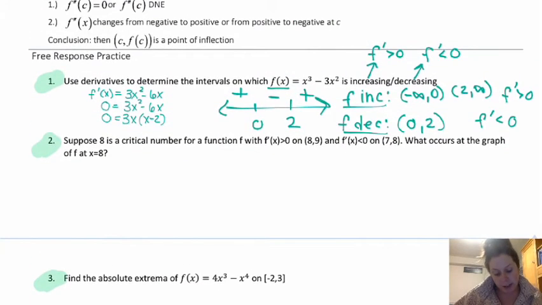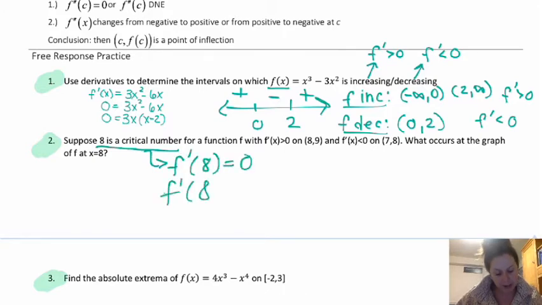So the next one is a little bit more of a scenario. So 8 is a critical number. That means that f prime of 8 equals 0 or f prime of 8 does not exist, right? One of those two things, but it's a critical number. We know f prime is positive on 8 to 9 and f prime is negative on 7 to 8. So I'm going to draw a number line.